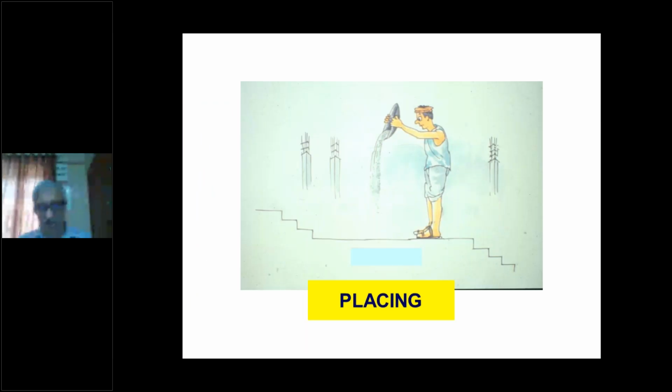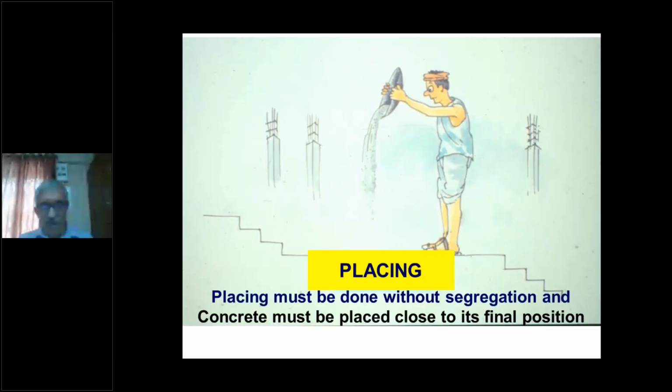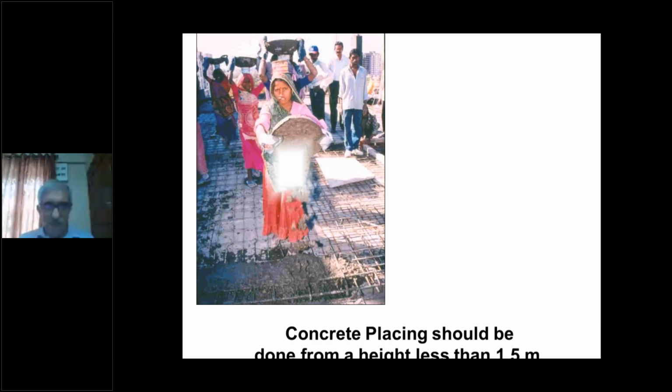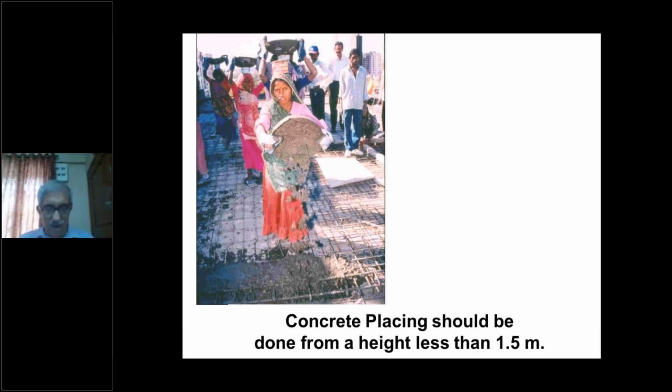The next is placing. Placing should be done without segregation, and concrete should be placed as close to its final position to avoid segregation. Manual placing of concrete, one must remember that you do not drop the concrete more than 1.5 meter height.